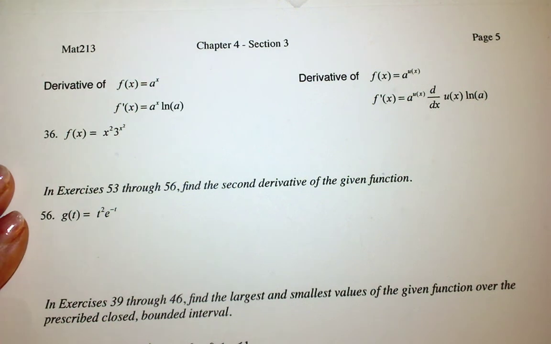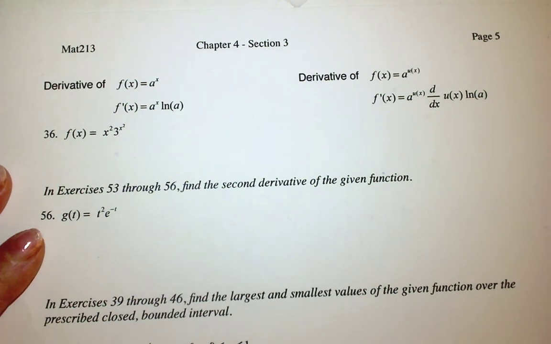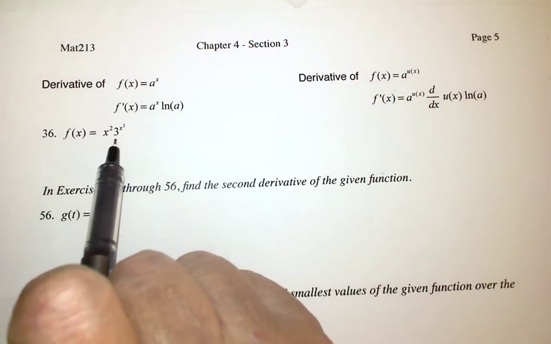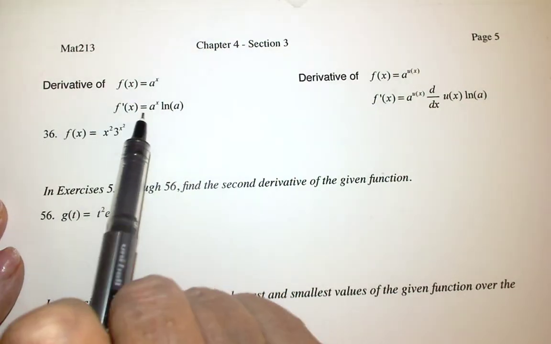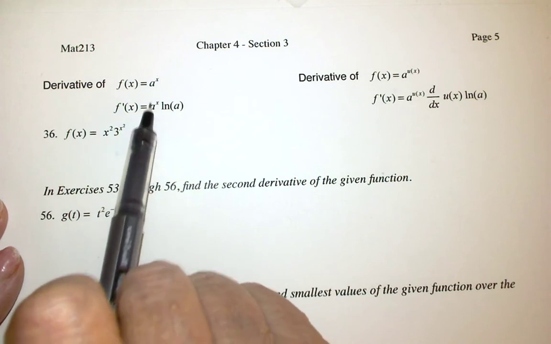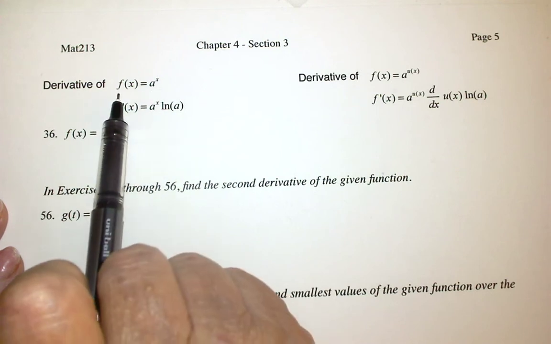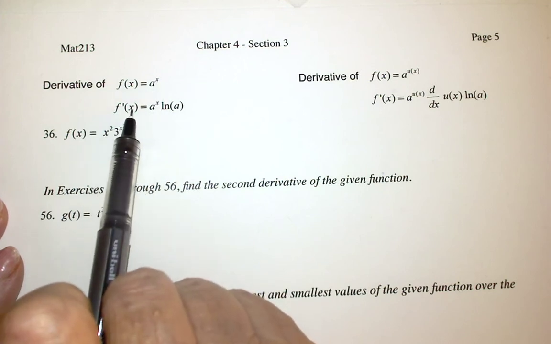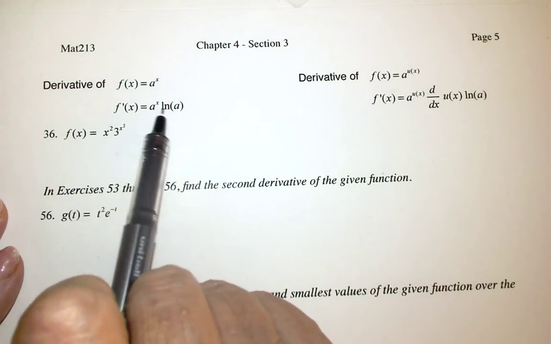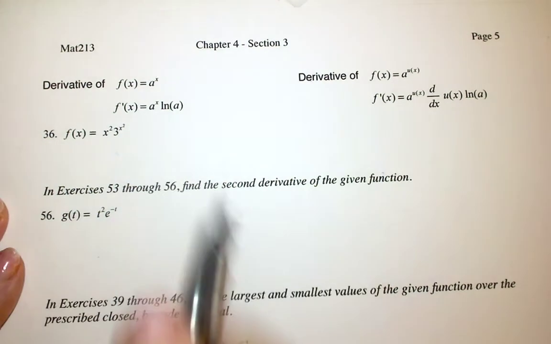Now, this is a derivative we don't have to deal with too much, and it plagued me when I was a student. It's the derivative of something other than e to a power. So if f of x is equal to a to the x, then f prime of x is a to the x natural log of a. You have to bring this into play.